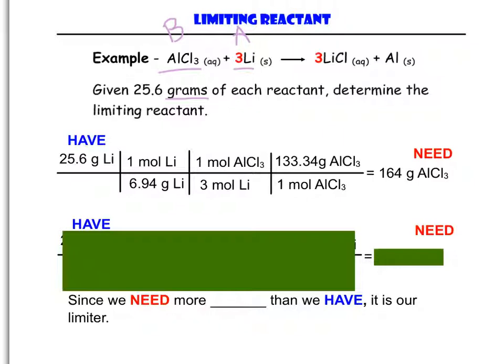Well, again, we've already determined that we only have 25.6 grams of each reactant. So right away, I know that I need more aluminum chloride than I have. So I can already go ahead and label my aluminum chloride as my limiter.